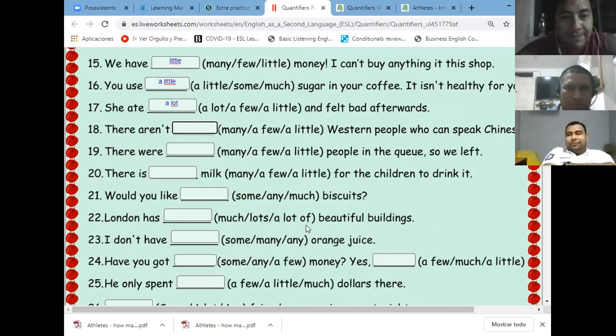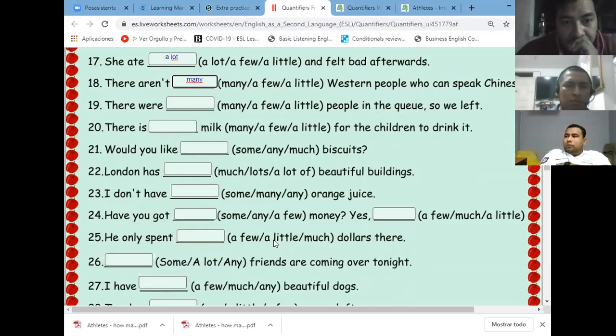Okay, Max, what about 18? It's many. Yes, 18. It's many, teacher. There are many Western people who can speak Chinese. Okay. We can use many for negative, right? For negative sentences, right? Okay, Boris, 19. Is a little. There were, but people is countable. People, look, people. Okay. We can use much for carnivals.